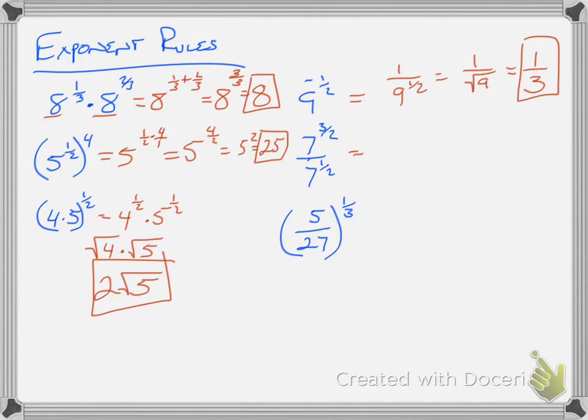When you're dividing, you subtract the exponents. 3 over 2 minus 1 over 2, so that's going to be 2 over 2, so this is 7 to the first, which is just 7.